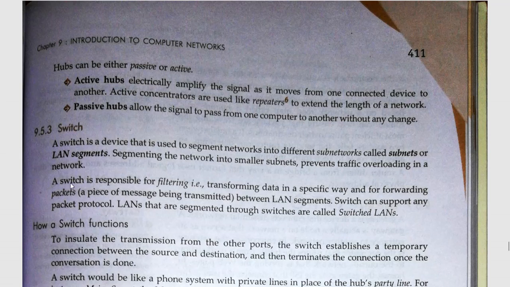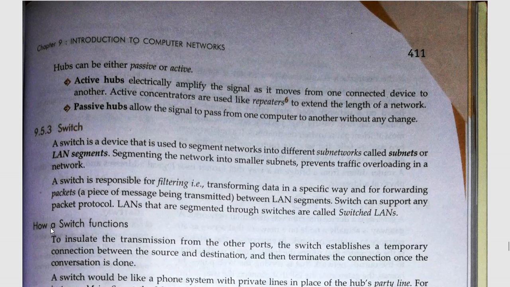Okay, now a switch is responsible for filtering, that is transforming data in a specific way, and for forwarding packets. Packets means what? Data packets. Okay, so between LAN segments, a switch can support any packet protocol. LANs that are segmented through switches are called switched LANs. Okay, so the LANs that are segmented through switches are called switched LANs.